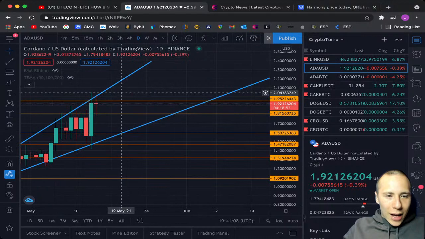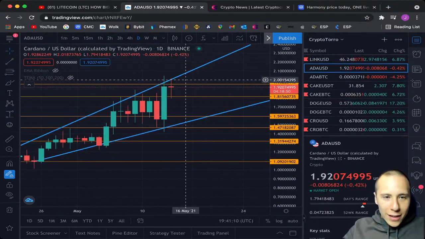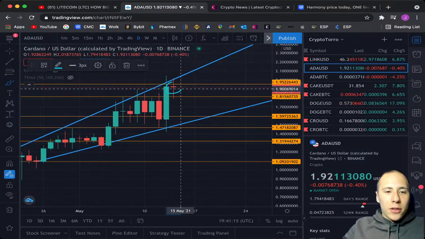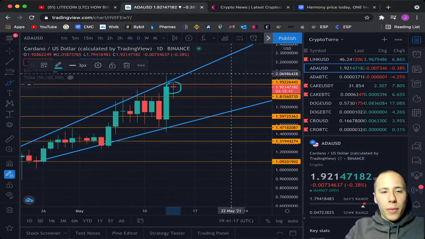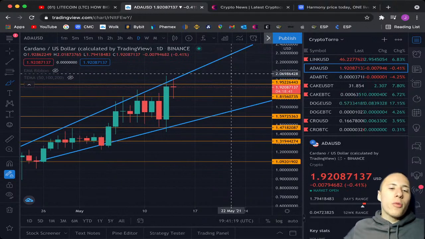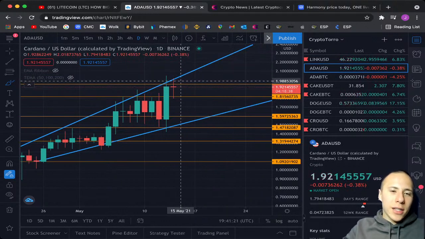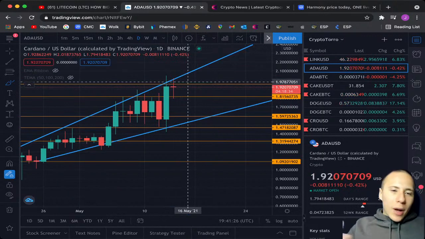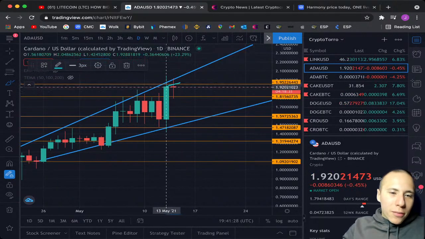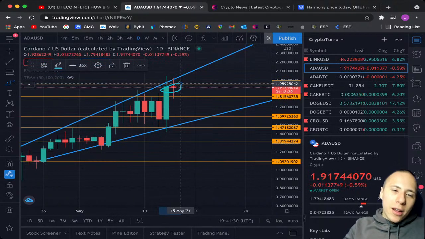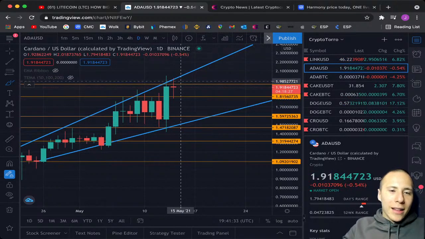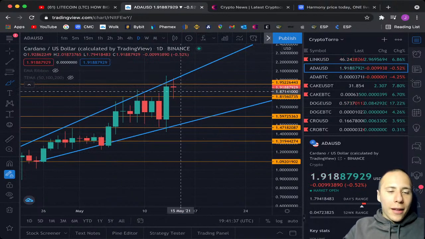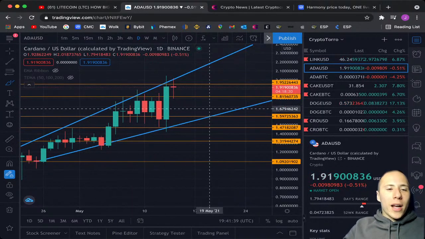And yes, Cardano has right now created a doji candle, and a doji candle means that this candle is very uncertain. We don't have a lot of information. Well, we do have information: the buyers and the sellers are almost even, but right now there are a little bit more sellers than buyers, and this doji candle might be giving us a trend reversal on the Cardano broadening wedge on the daily chart.